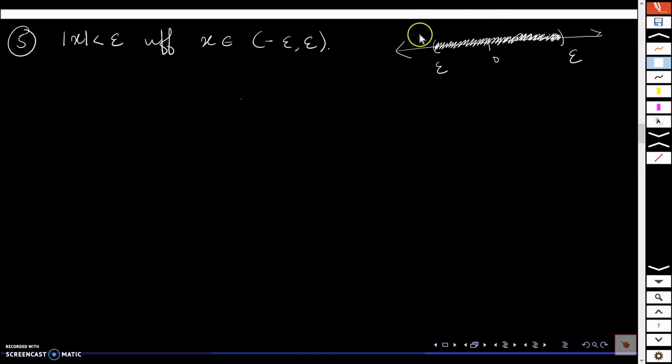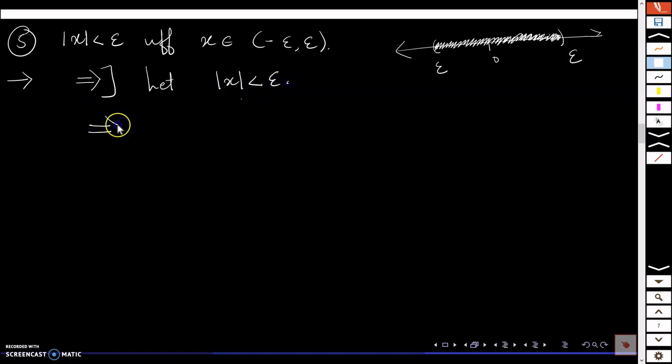So let's prove this. I'll assume this is an if and only if, so both ways will have to be proved. First way, let mod x be less than epsilon.